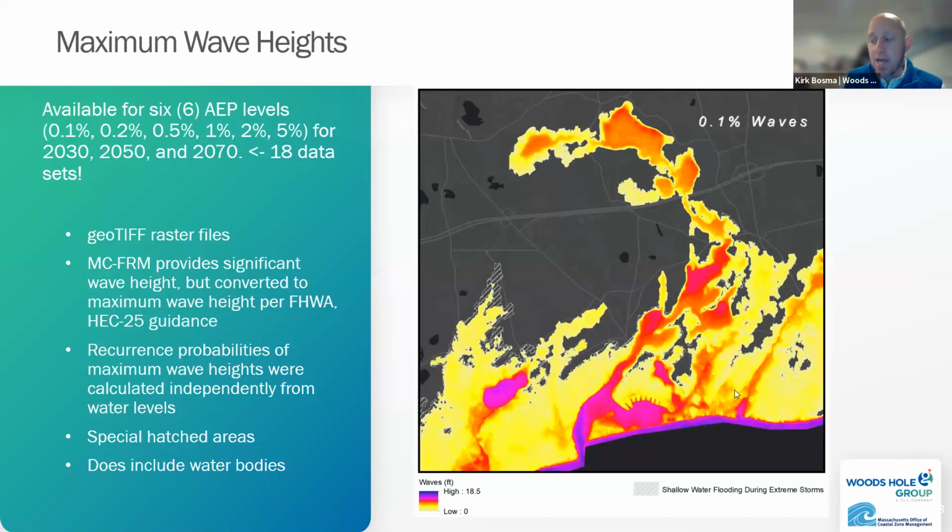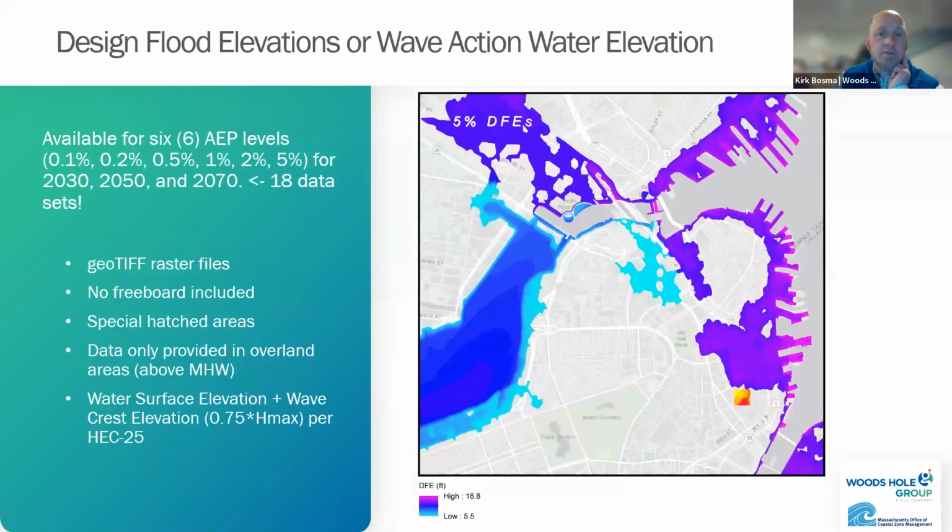Well, at that point in time, we wanted to be consistent with federal highways and HEC 25 guidance, which uses the maximum water level to get to their specific design flood elevation, which is the 4th output at level 2 here, and provides, again, those same 6 AEP levels and other 18 data sets. And again, that's that water surface elevation or still water plus the wave crest elevation, which is 0.75 times the maximum wave height, okay, not just the wave height addition.